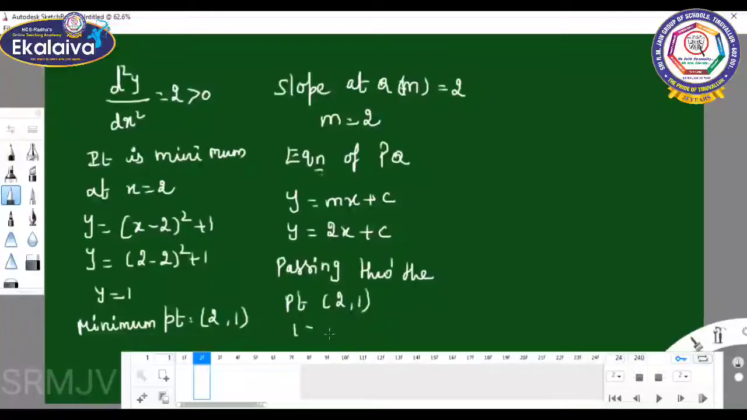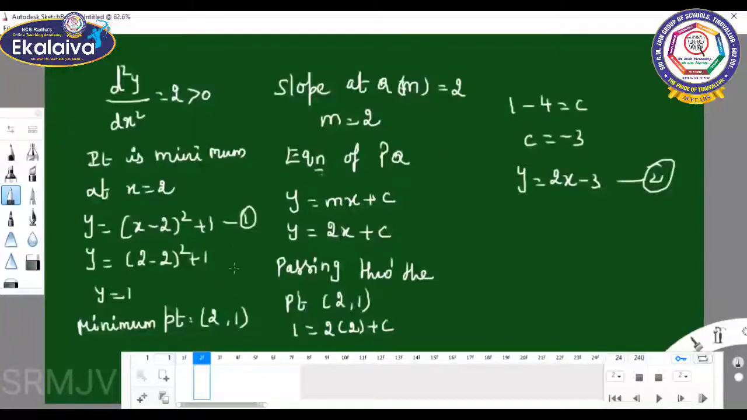1 equal to 2 into 2 plus c. So c equal to 1 minus 4, c equal to minus 3. So the equation of line PQ is y equal to 2x minus 3. Take this as equation 2 and the curve as equation 1. Equate 1 and 2 to get the intersecting points.